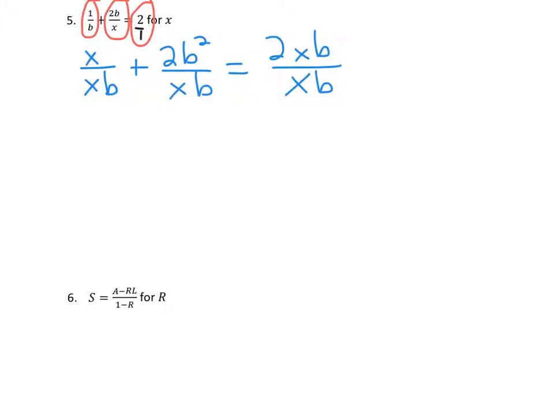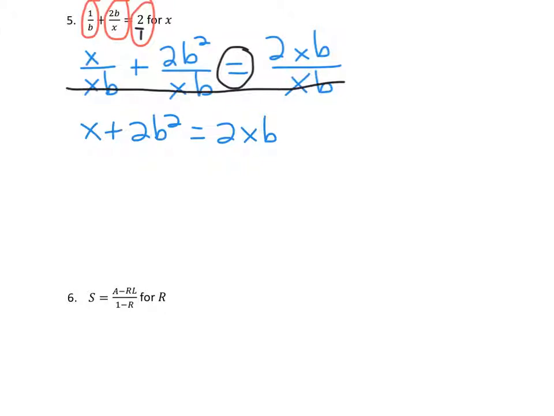Now, since this is an equation, and it's really important that it is an equation, you can multiply both sides of the equation by xb, and that's going to make all the denominators cancel out. If it weren't an equation, if there was no equal sign, you wouldn't be able to do that. So we now have x plus 2b squared equals 2xb.